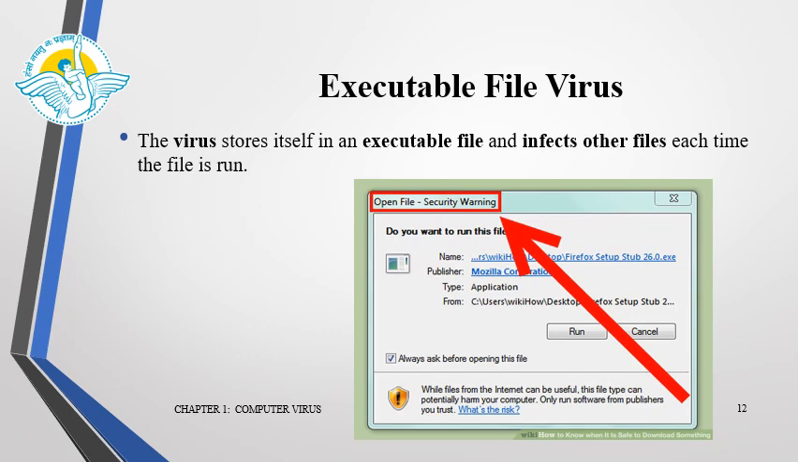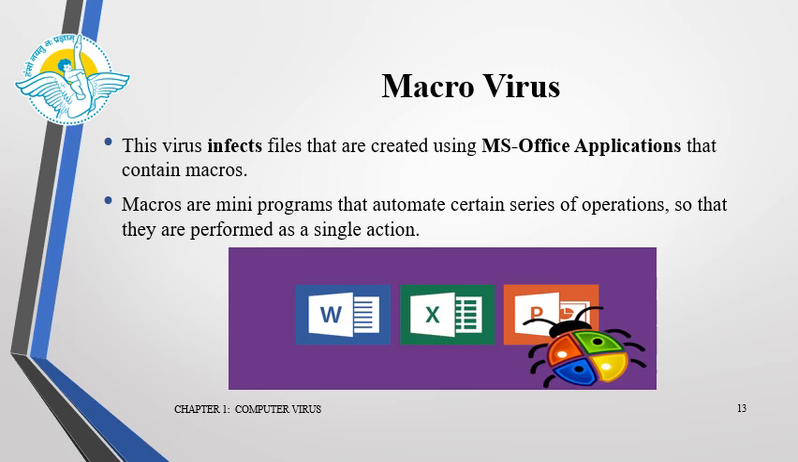The next type is executable file virus. This virus stores itself in an executable file and infects other files each time the file is run. As you can see here in the illustration, when you run this executable file, it starts infecting the other files on the system. Now let us understand the macro virus.